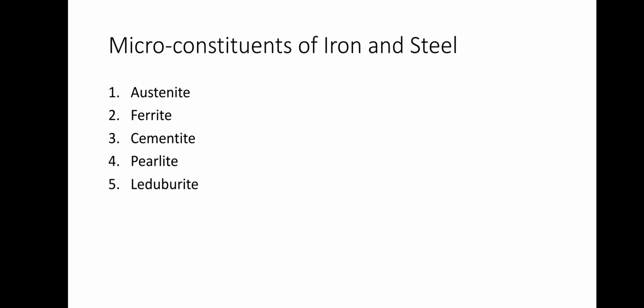Then the micro constituents of iron and steel: austenite, ferrite, cementite, pearlite, ledeburite. These five are the micro constituents of iron and steel. In the iron carbide equilibrium diagram, these five micro constituents are marked. They are very important, and we should know about them. Then only we can plot these different micro constituents on the diagram.